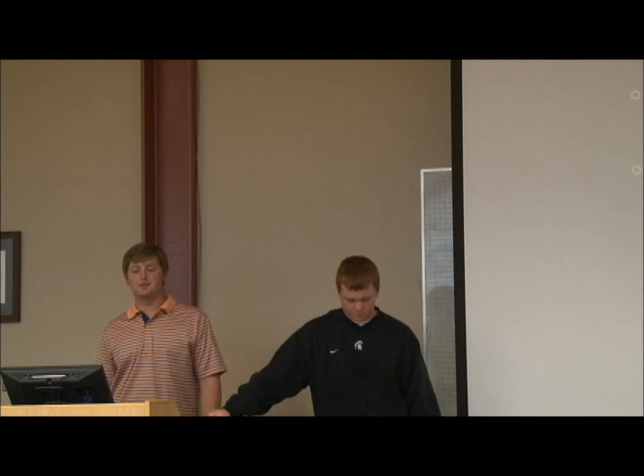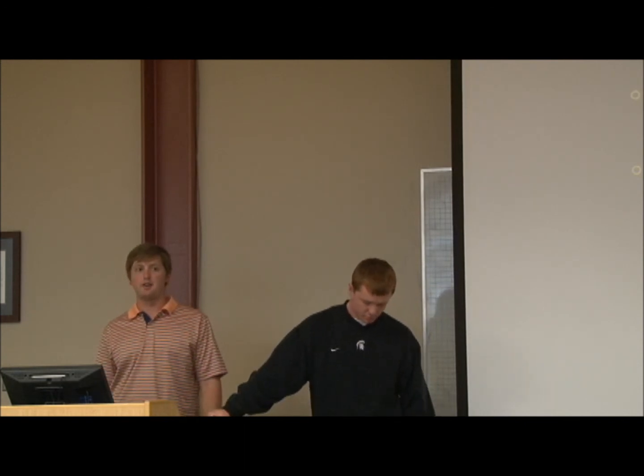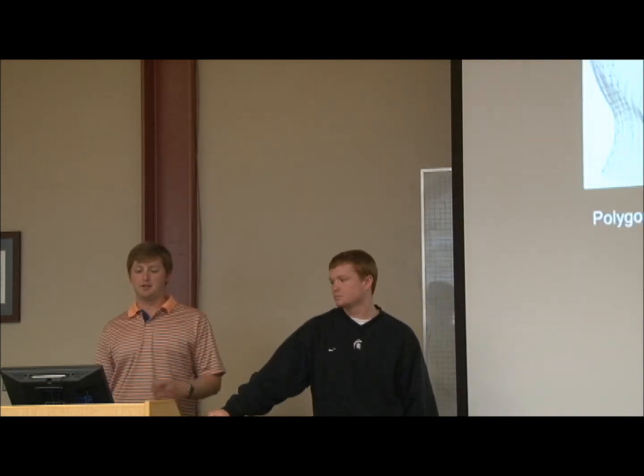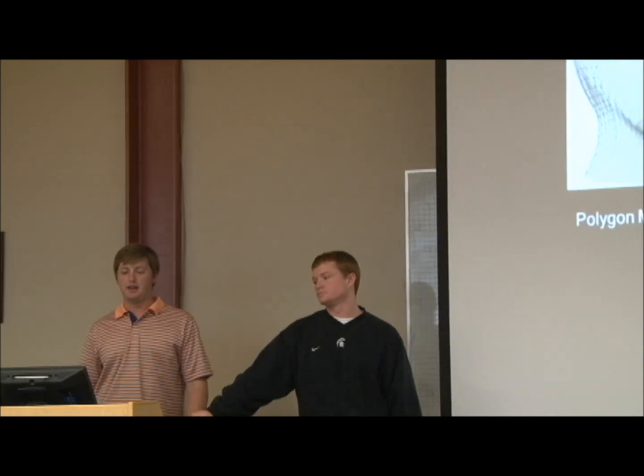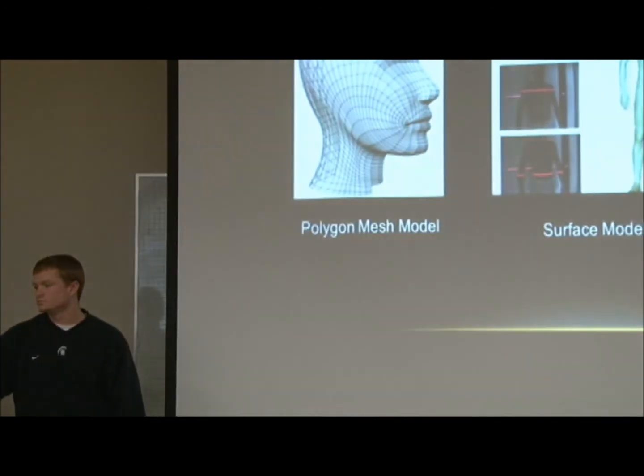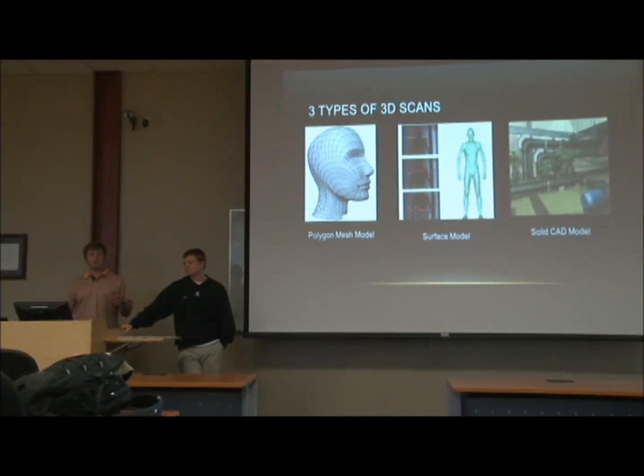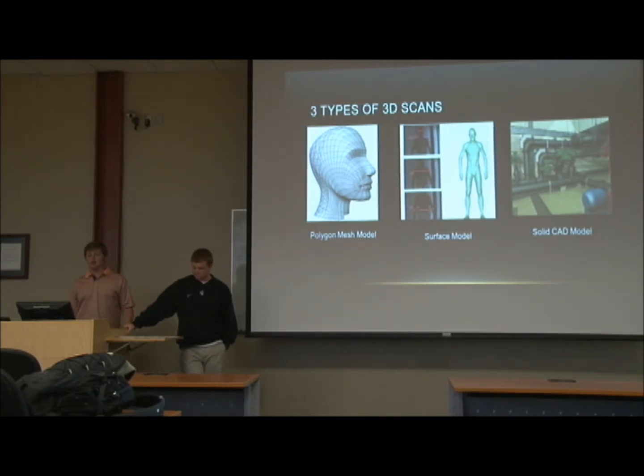There are 3 different types of scans. One of them is called a polygon mesh model, and that is the image here on the left. What it does is it pieces together little square planes and assembles all those planes into an image. So you're not able to go back and edit it. It's the simplest form of a 3D scan.